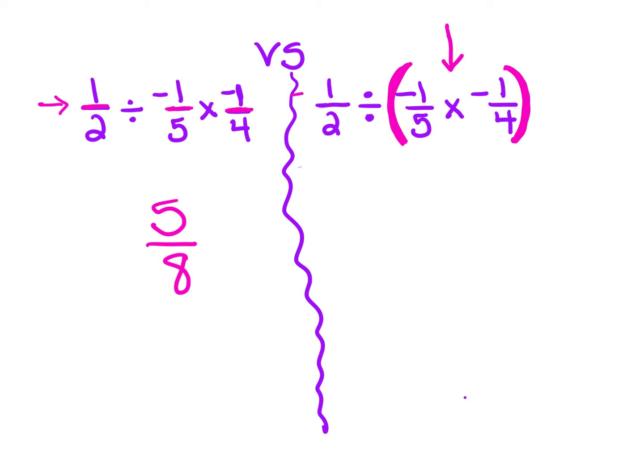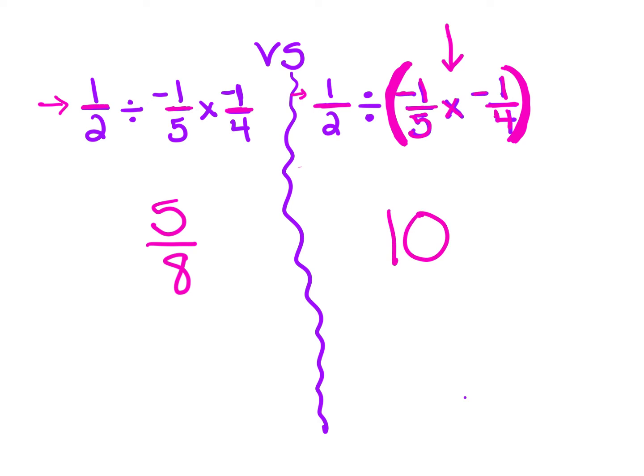Punch in 1 ABC 2 divided by. Now use the left parenthesis above the 8. Negative 1 ABC 5 times negative 1 ABC 4, and close the parenthesis using the right parenthesis above the 9 and hit equals. You should have gotten 10 this time.